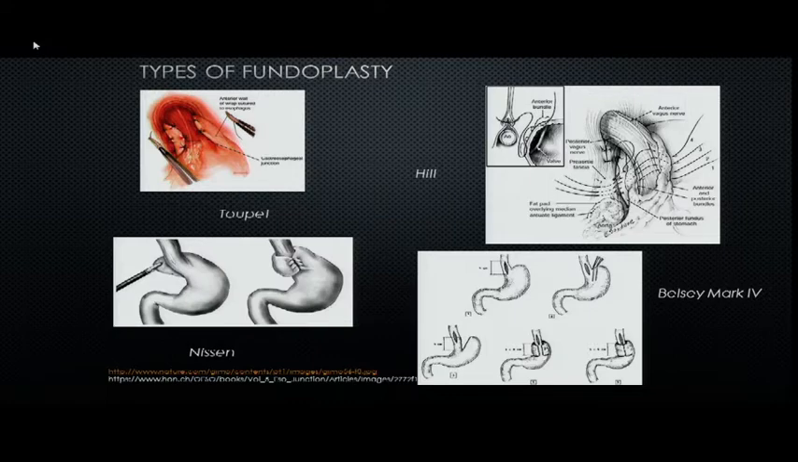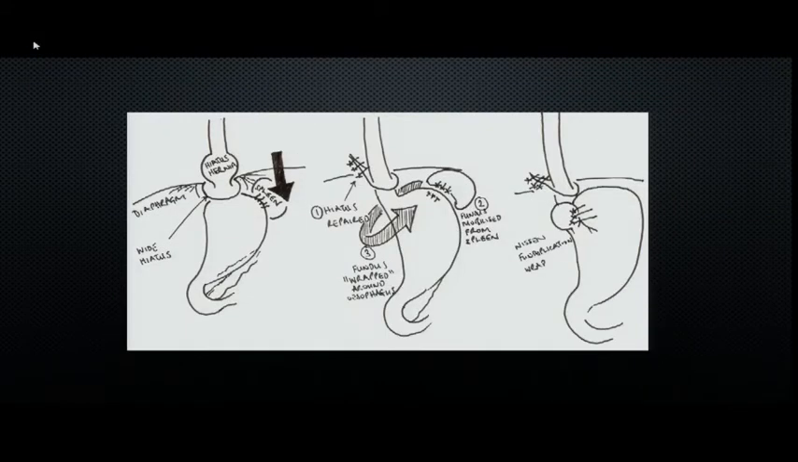The toupee is a 240-degree wrap posteriorly. The Hill is a posterior gastropexy, and the Belsey Mark IV is a transthoracic procedure that can be done laparoscopically. But what they're trying to do is basically minimize the amount of gas bloat. Nissen is very effective to prevent reflux, but it's associated with gas bloat in about 15 to 20%. These other lesser procedures have less gas bloat. So you're basically trading off one for the other, but it's not as effective of a reflux operation as the Nissen itself.